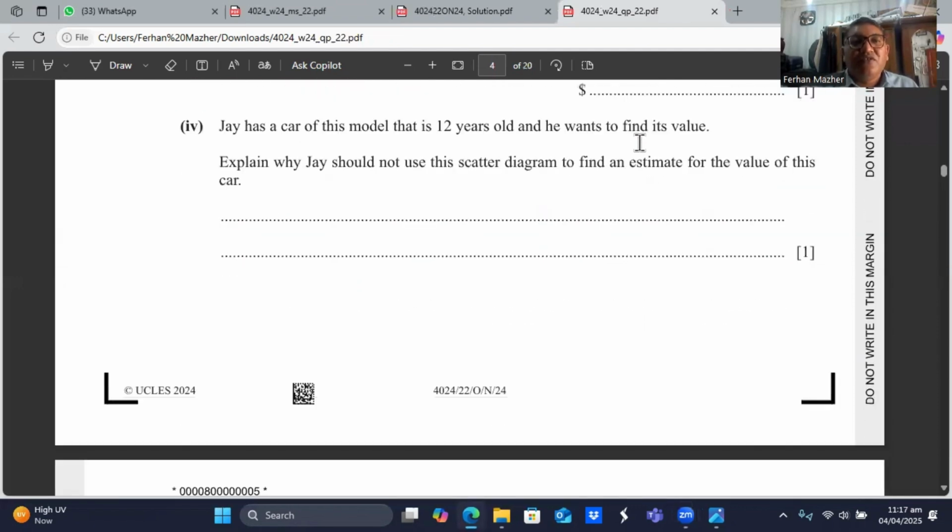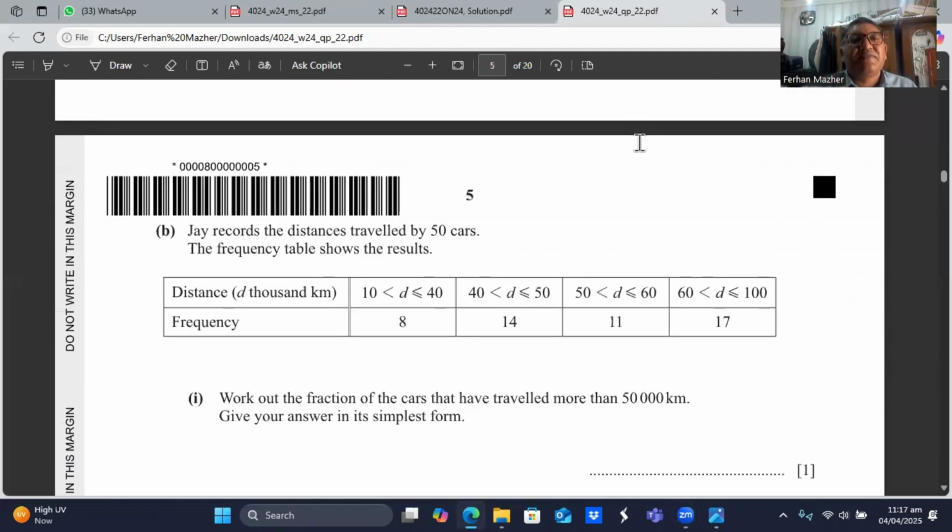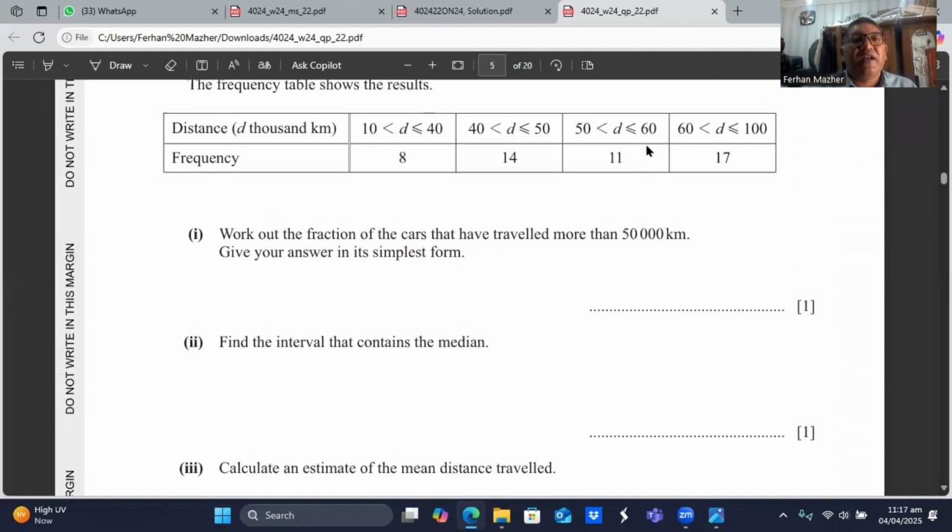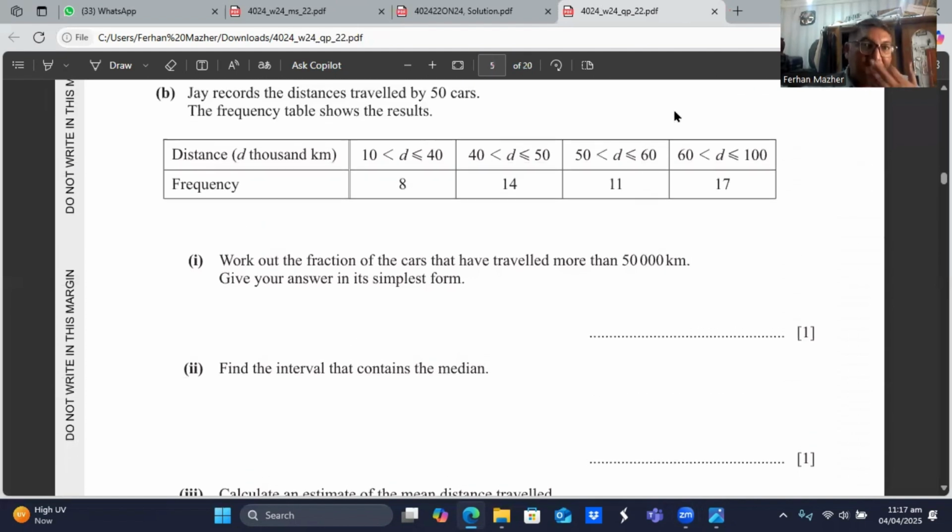Okay, so now we are going to the next part, question number 2, part B. J records the distances traveled by 50 cars. The frequency table shows the results.